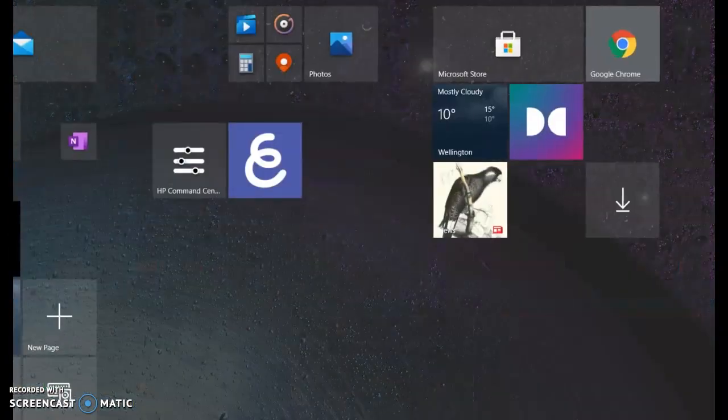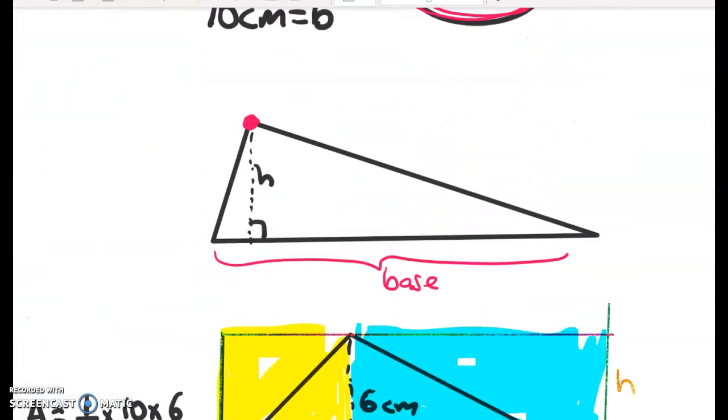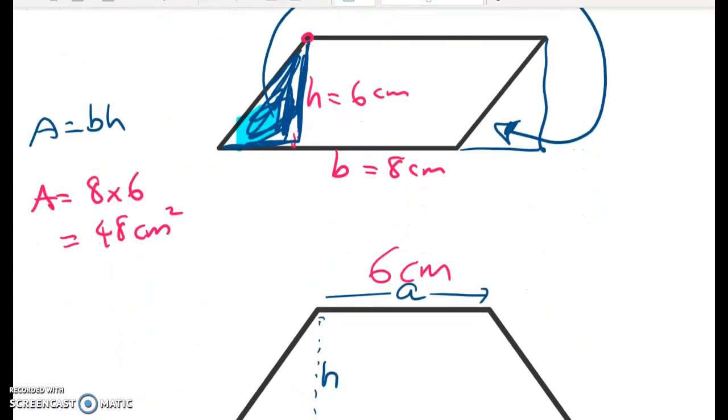Oh, something bad just happened, guys. Okay, my OneNote just shut down. I think that's because my laptop's running out of charge. Let's see. Oh no, we're still good.